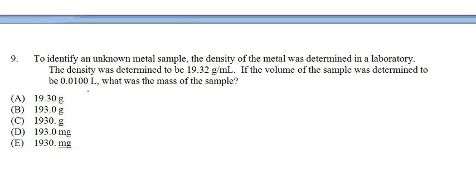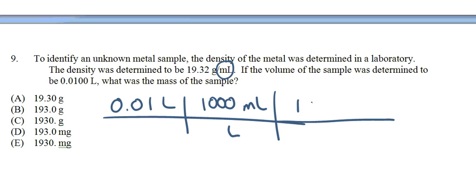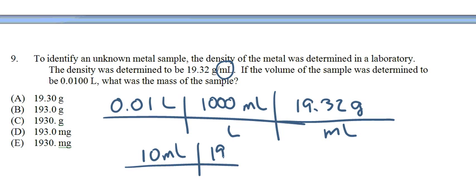Well, here we go. If we know the volume and the density, start off with the volume. So you have this, liters. Since this is in milliliters, we have to change this to milliliters. There's 1,000 milliliters in a liter, and we have 19.32 grams per milliliter. So 1,000 times 0.01 equals 10 milliliters. Okay, so 10 milliliters times 19.32 grams per milliliter.